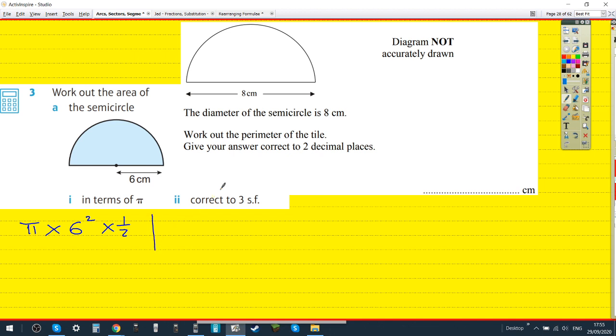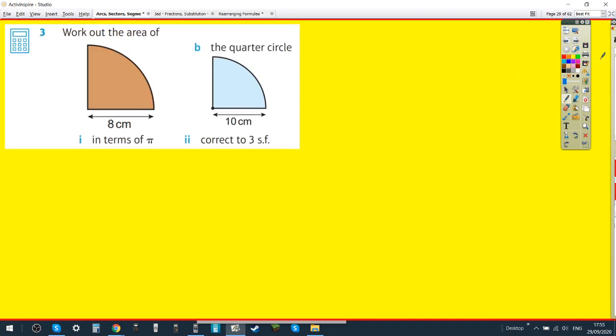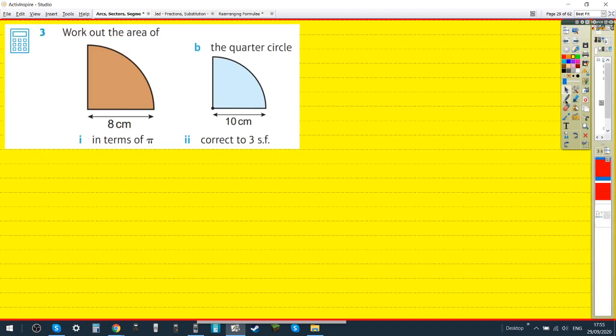Oh, okay. So how about this one up here? So pi times 8 squared times half. This time they gave you a diameter. So 4. Yeah. 4 squared. Tricky. Okay. Let's try these.